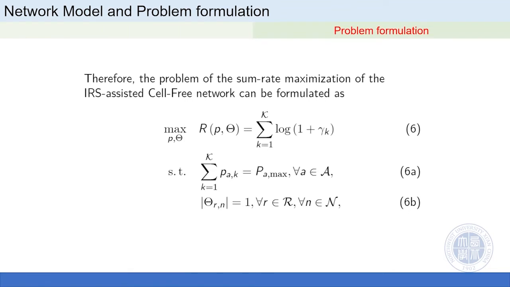In this paper, our objective is to maximize the sum rate of the cell-free network by jointly optimizing the power allocation of the APs and the passive reflecting beamforming of the IRSs. Therefore, the sum rate maximization problem can be formulated as (6), where constraint 6a limits the maximum transmit power of each AP, and constraint 6b represents the constant modulus constraint of each phase shifter of the IRS. Since the variables p and theta are highly coupled, the problem is non-convex and intractable. To this end, in the following section, we propose an efficient framework to solve the problem.